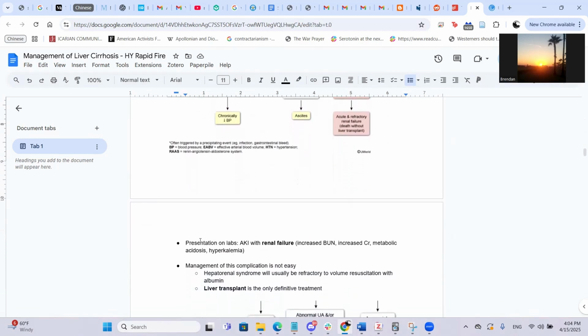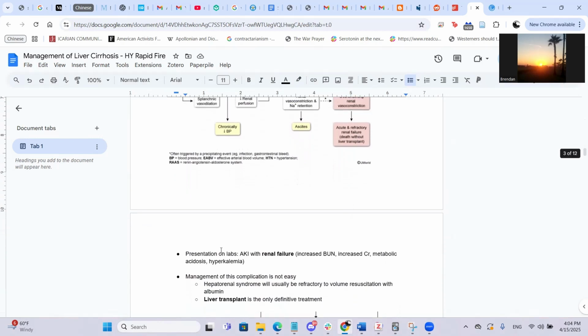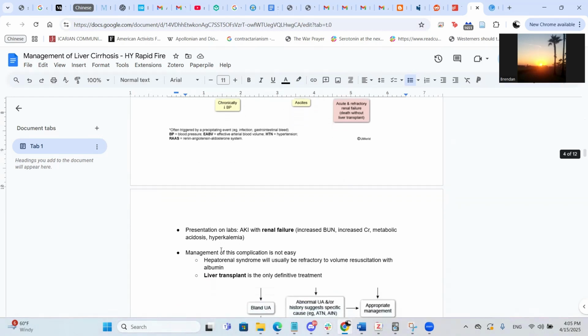But for hepatorenal syndrome on labs, you're really going to see it's going to seem like any other case of AKI or renal failure. So you're going to have elevated BUN, you're going to have elevated creatinine. You're also going to have metabolic acidosis and hyperkalemia because, again, even though the RAS is initially increased, which would cause increased potassium excretion, over time, that's not enough to compensate. And so the kidneys just start failing, and so they start retaining potassium.